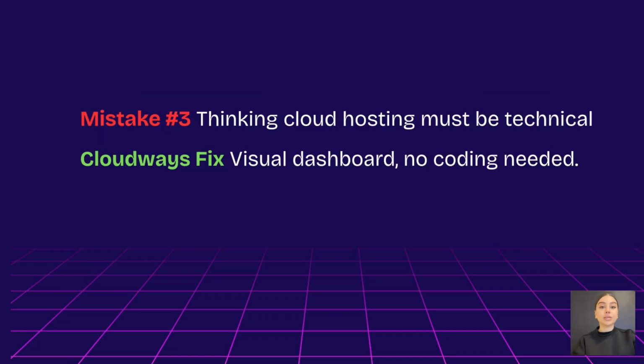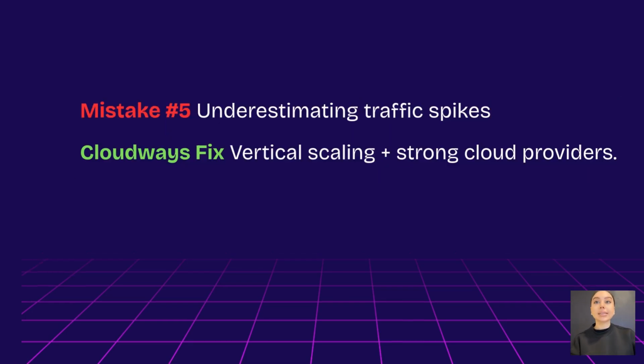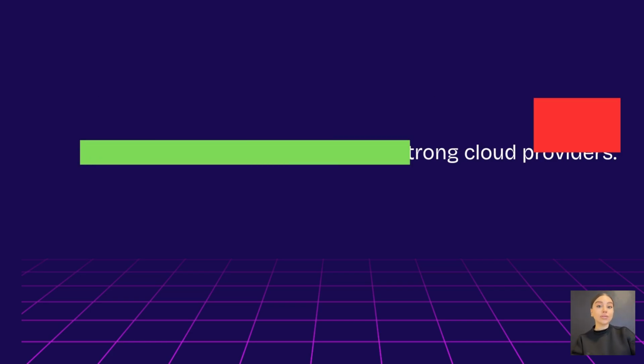The third mistake, which is made by agencies, is thinking that cloud hosting must be technical. But Cloudways offers a visual dashboard with no coding needed. The fourth mistake is overpaying for enterprise hosting too early. Cloudways' fix is pay as you go, scale gradually. The fifth mistake that Cloudways can fix is underestimating traffic spikes. Cloudways has vertical scaling and strong cloud providers that can easily fix this mistake. Cloudways turns every major hosting mistake into a solved problem.